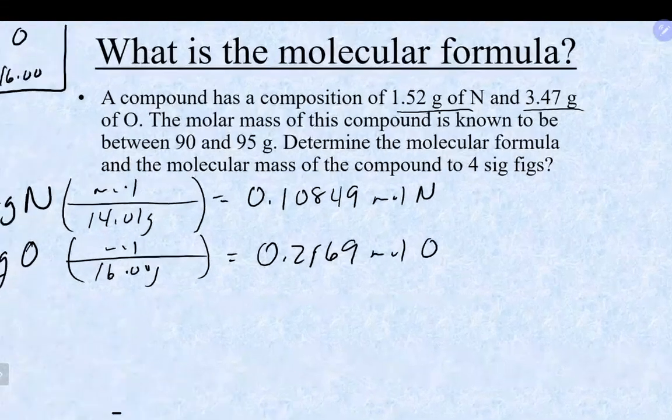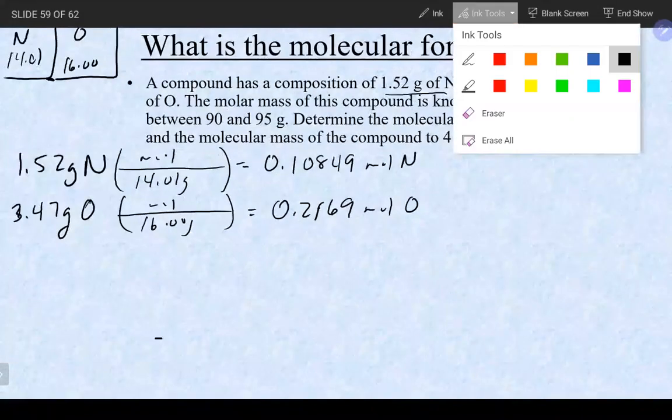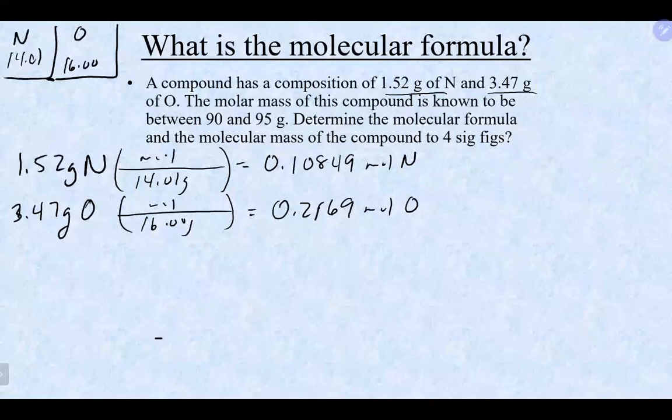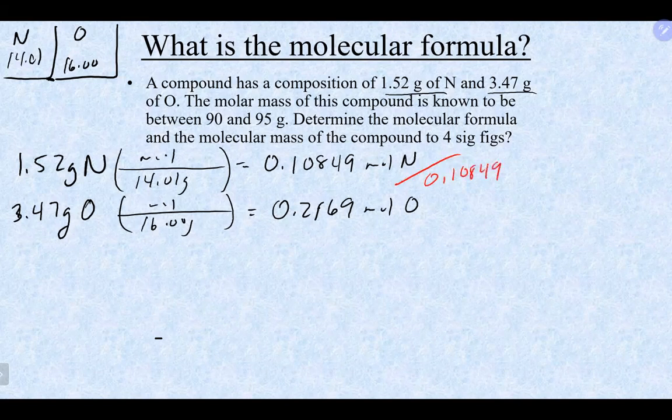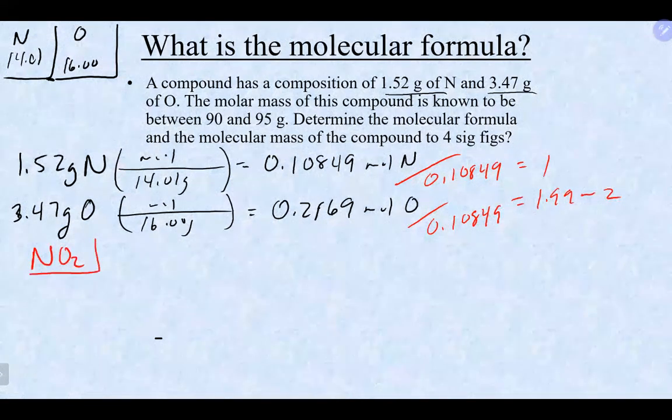All right, so let me zoom in because that's going to help. At this point, we do want to divide by the smallest, which is 0.10849. Also divide this one by that as well. That's going to give us a 1 there, and a 2 on that one, basically. Again here, 1.999, which is obviously close enough to 2. That means that our empirical formula here would be NO2. Any questions up to that point there?